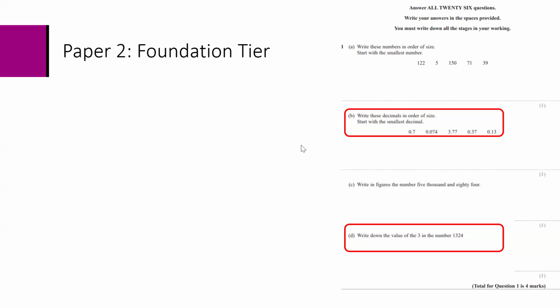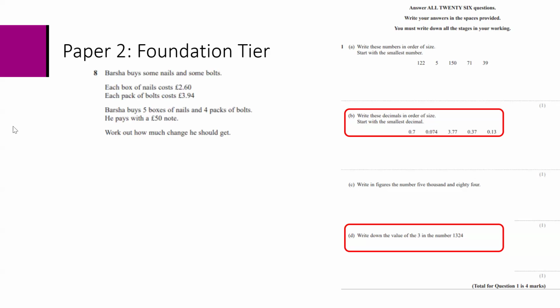And I'm going to highlight another question. So this is question 1 from foundation paper 2. This is question 8, quite a complex question where students have got to buy various amounts of boxes of nails and bolts and work out the change to £50. There are actually quite a few skills going on in here, but here's the statistics.